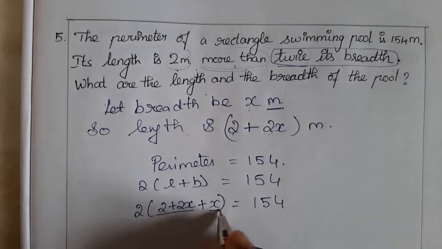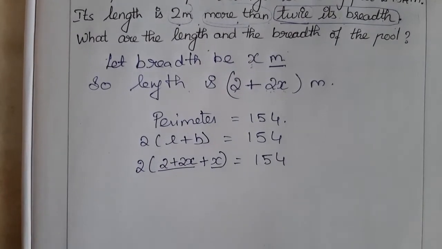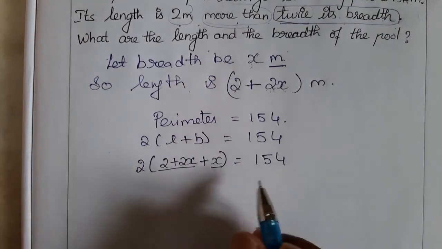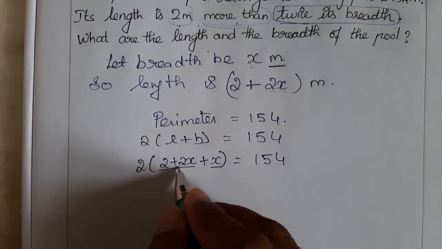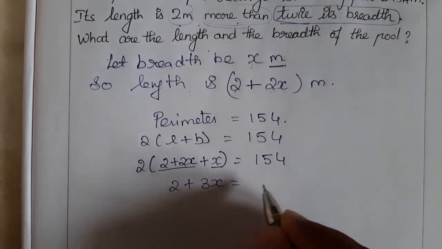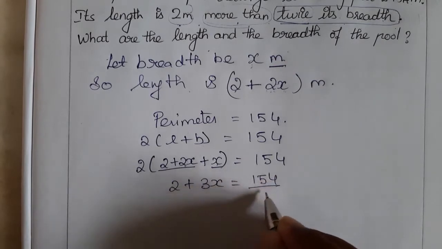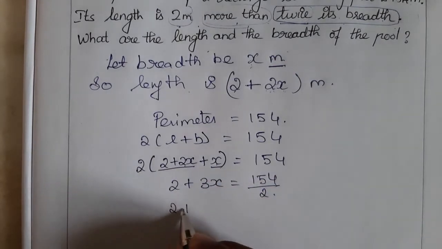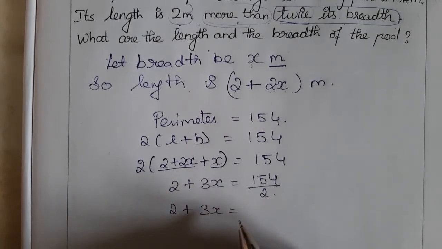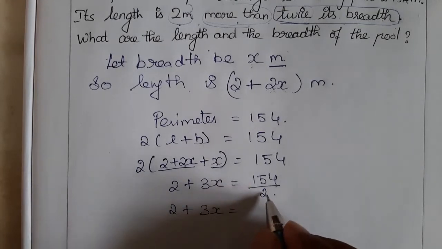This is the length and this is the breadth. So now we solve this equation, we will be getting a value. If 2 is in the multiplication, and we transform it to that side, it will become a division. And here 2x plus x is 3x. So 2 plus 3x is equal to 154 divided by 2. We can cancel in the 2 table, 2 factors.